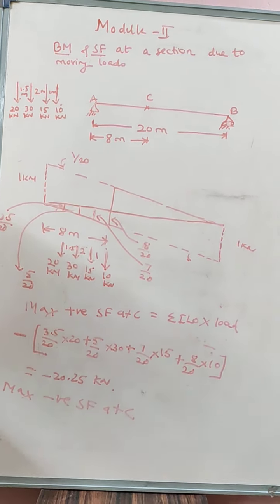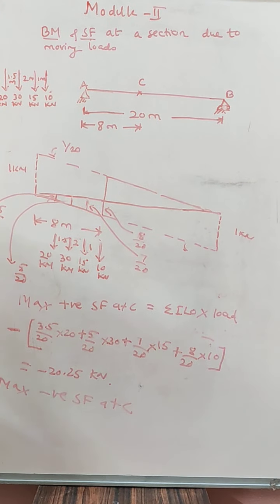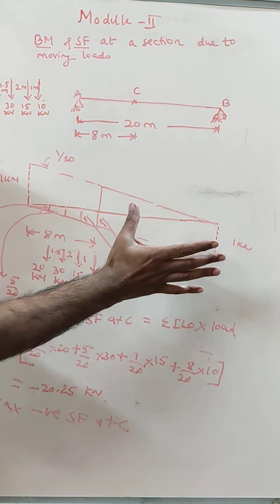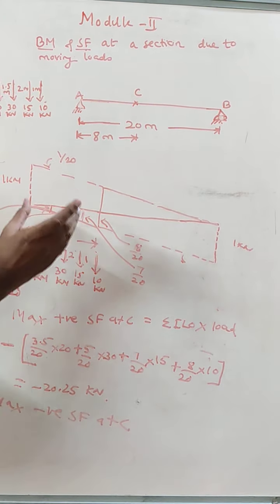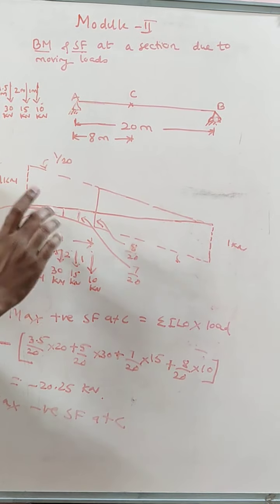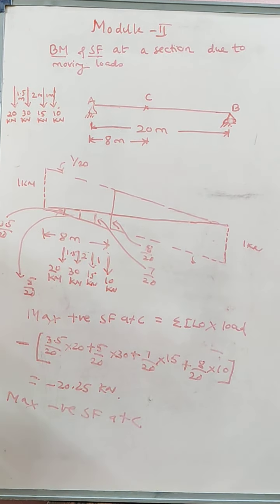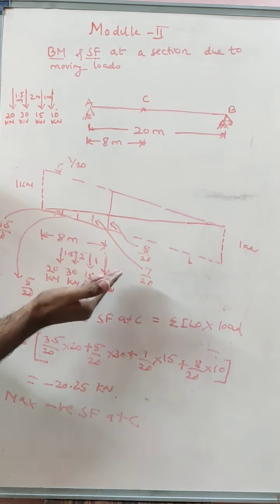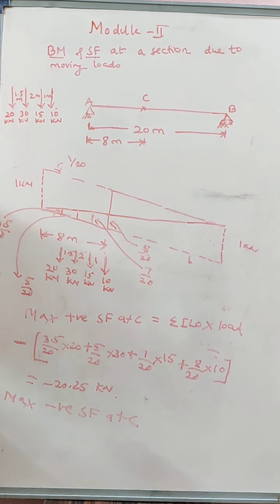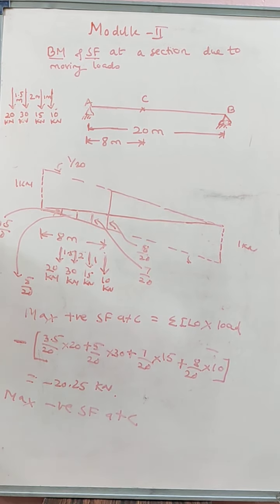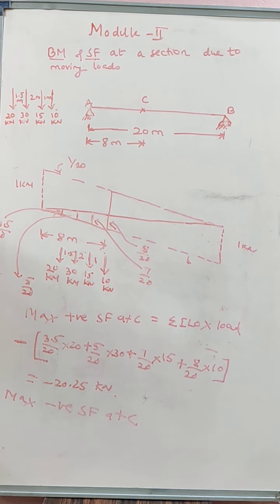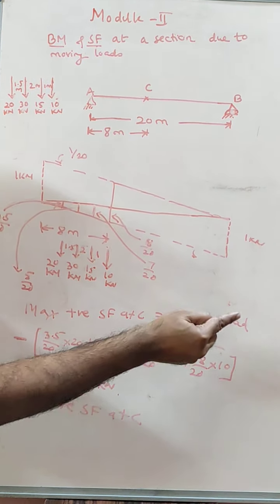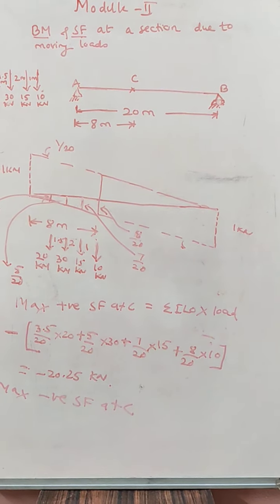In case of maximum positive shear force, what did we do? We kept all the loads in the positive zone, because if you keep some loads in the negative and some in the positive, there will be cancellation. So for finding maximum positive shear force, all the loads should be in the positive zone. Now for finding maximum negative shear force, all the loads should be in the negative zone. And then what is the formula to find bending moment or shear force? Summation of influence line ordinate into load. That means you need to find these ordinates and then load into ordinate, load into ordinate, and finish it off. This is how it is done.